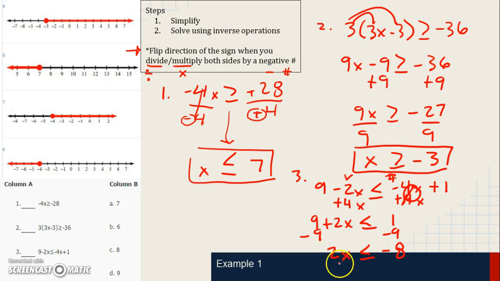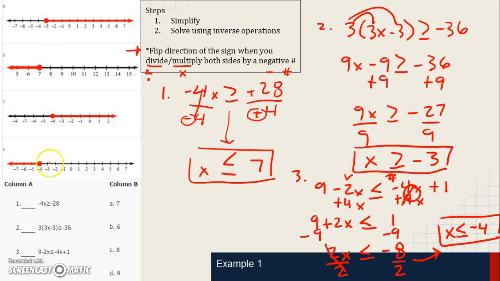And now I can eliminate the multiplication by dividing both sides by 2. And what we get is x is less than or equal to, a negative divided by a positive is a negative, and 8 divided by 2 is 4. So we have x is less than or equal to negative 4. Now, if you recall, when we have an equal to, the dots should be filled in.